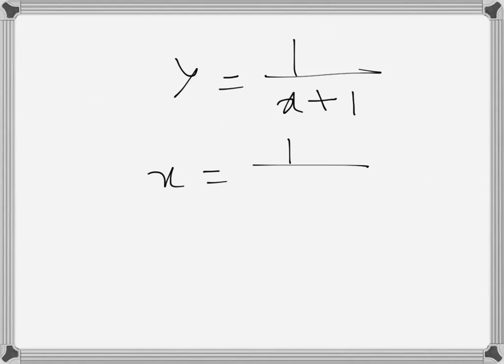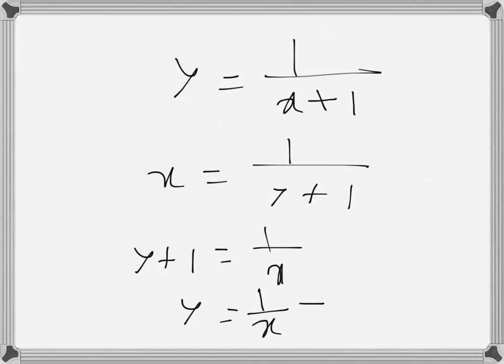Similarly, if we look at another function, y is equal to x plus 1, we want to find the inverse of this function. So we write x is equal to y plus 1, so y plus 1 is equal to 1 over x, so y is equal to 1 over x minus 1. So this is our inverse function. Now we want to find the domain and range of this function.